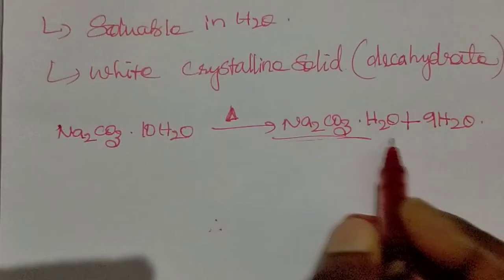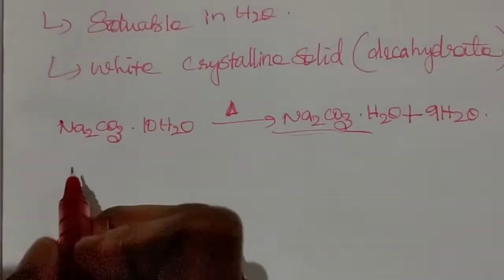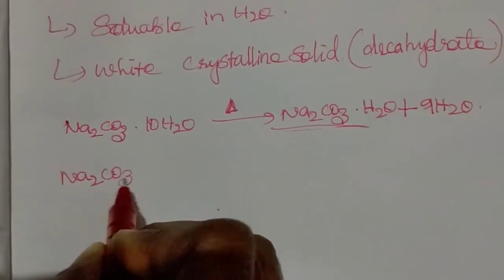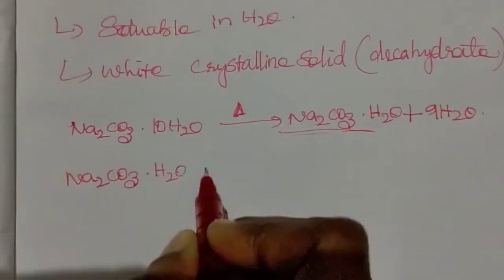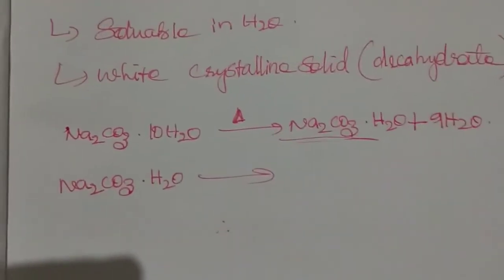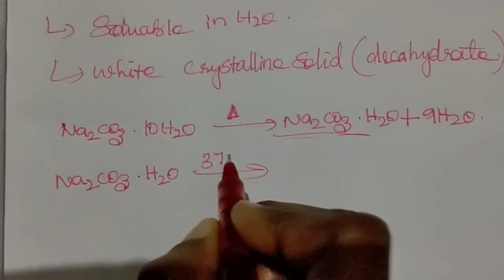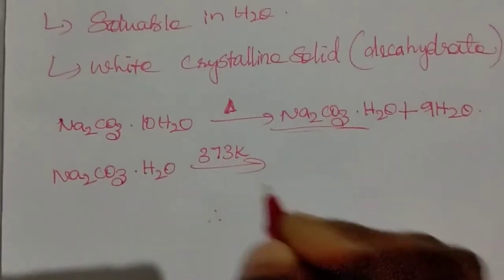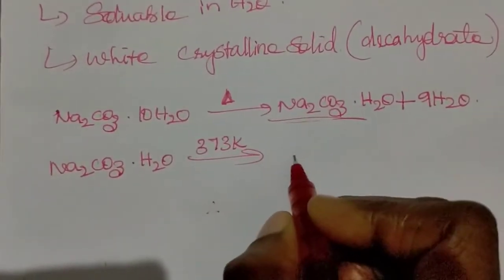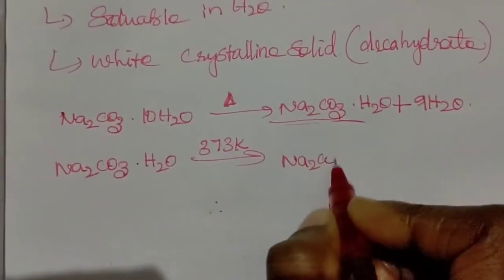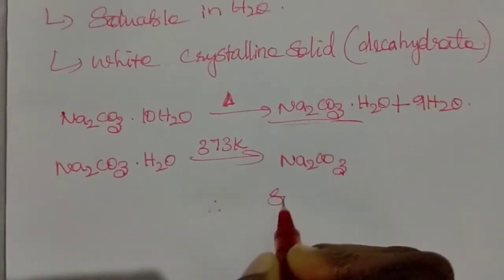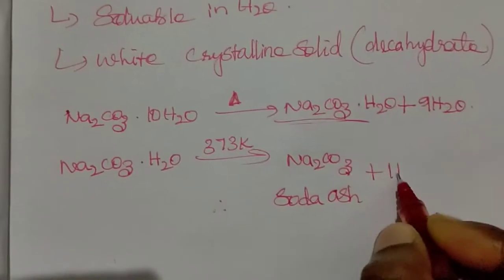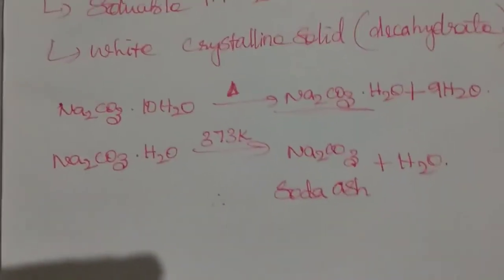Then this monohydrate Na2CO3·H2O, above the temperature 373 Kelvin, becomes soda ash. So what is the formula of soda ash? Na2CO3. It is soda ash, formed with the release of one molecule of water.